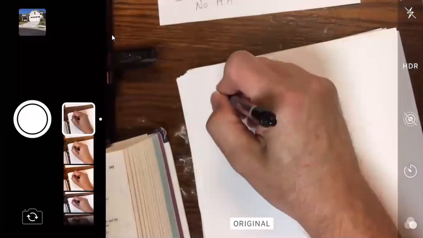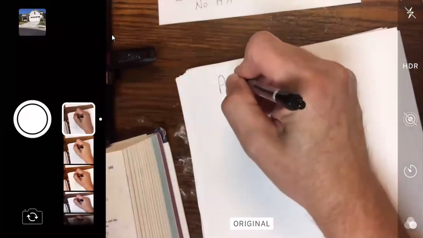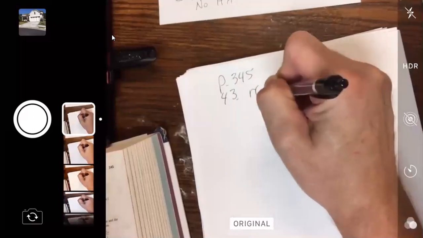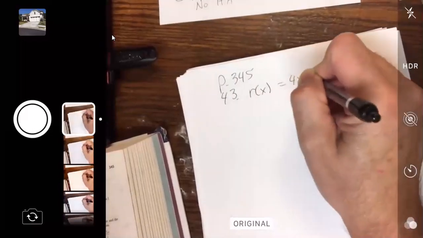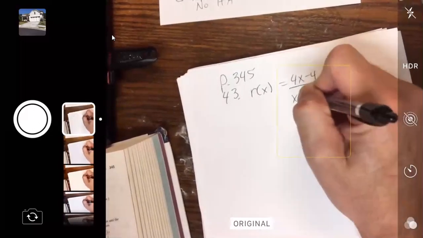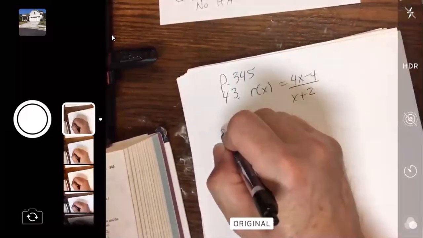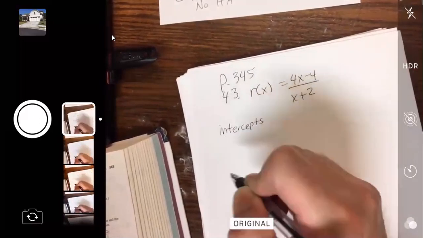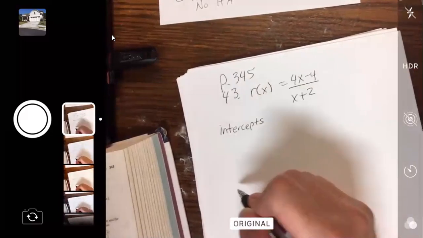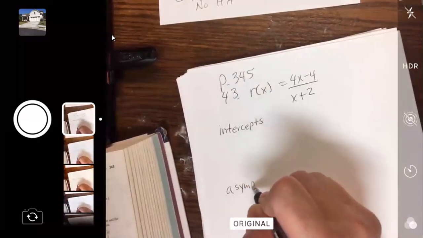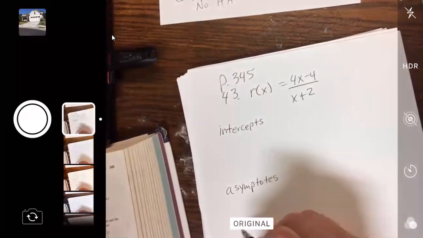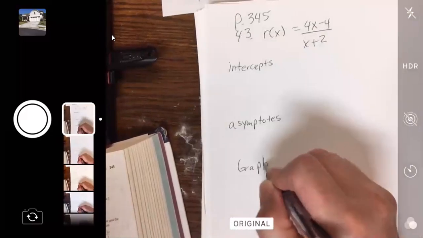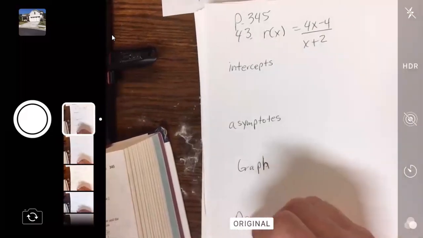Okay, so that's page 345, number 43, say. R of x equals 4x minus 4 over x plus 2. They want the whole thing. Wish they separated it off in parts. Intercepts, I'll come down the page, asymptotes, want a graph, and then they want domain and range.